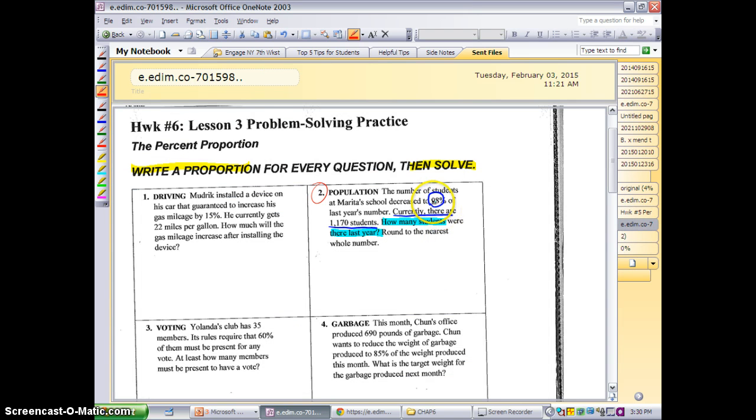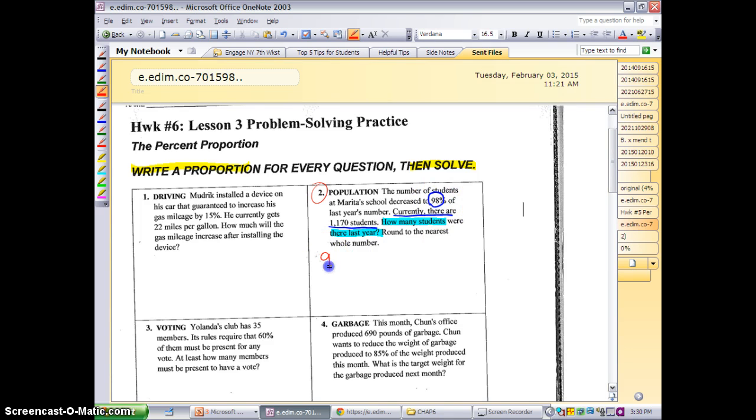So in this question here, I have 98%. I'm going to put that over 100. Now the 98% is the percent that is represented by the current percent. Currently, there's 98% of the students that are being represented, which means that the 100% would be last year's percentage of the students. Okay, now that's going to help us with the second ratio.